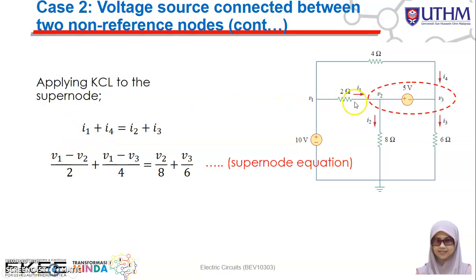Okay, so for I1, here your I1 will be equal to V1 minus V2 divided by 2. Okay, V1 minus V2 divided by 2 plus I4, which is given by: I4 current will flow from the higher potential to the lower potential, so that's why V1 minus V3 divided by 4. Okay, V1 minus V3 divided by 4 equal to I2. I2 is here. Okay, V2 minus 0 divided by 8, so here you have V2 over 8 plus I3, which is V3 minus 0 divided by 6, so you have V3 over 6. Okay, so this equation we call the supernode equation.